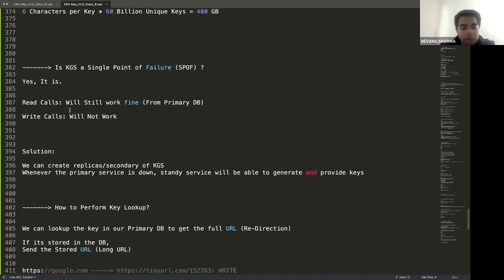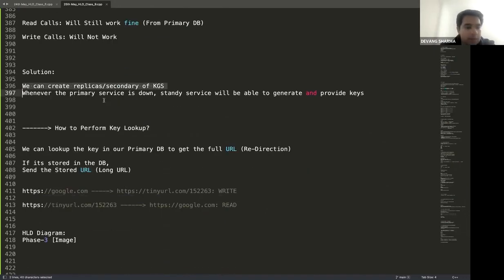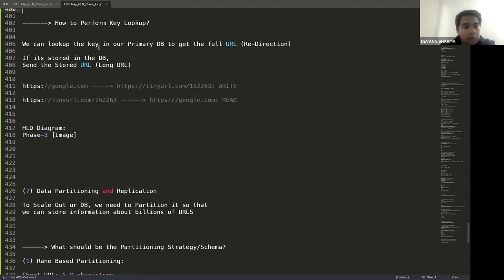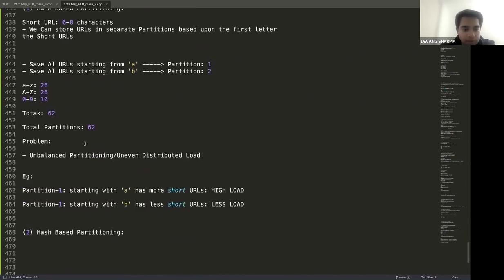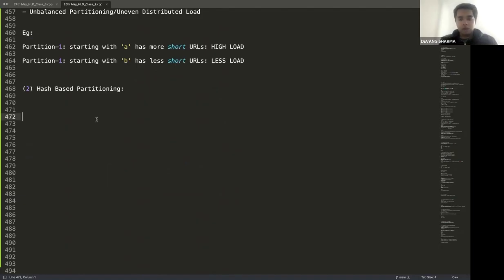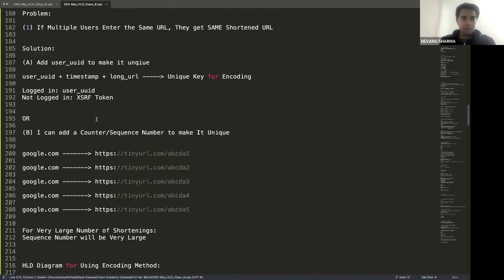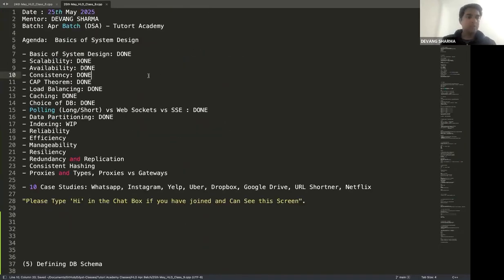Yes, it is. How will we make sure that it is not a SPOF anymore? We'll create replicas in the system. How do you perform the key lookup? We talked about that. We talked about phase 3, and finally we talked about phase 4 as well. Okay. All right, guys, more or less that was our first case study, 80% completed.